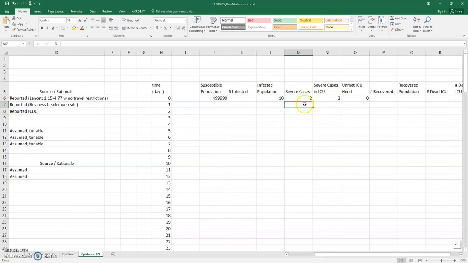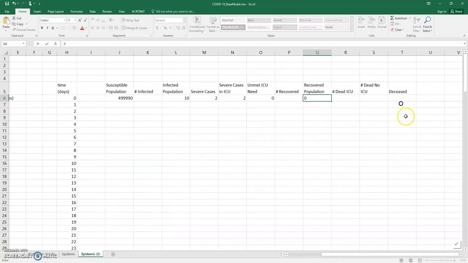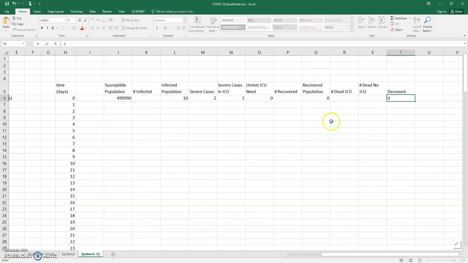If there are 10 infected individuals, 2 of them will be severe and they will both receive treatment. If the infected population goes up, then that'll split between those that have treatment and those that have some unmet treatment. The recovered population is going to start at 0. The dead population is also going to start at 0. So that's the initial line.